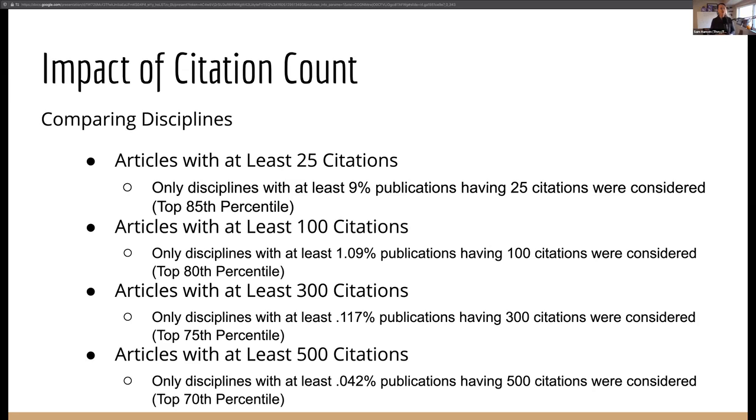So for 25 citations, I wanted at least 9% of the publications total in the discipline to have it. For 100 citations, at least 0.109, that's 80th percentile. For 300 citations, at least 0.117% of publications. I'm not asking for a huge percentage here, but of the ones that I threw out, a lot of them had 1, 2, or 3 papers.